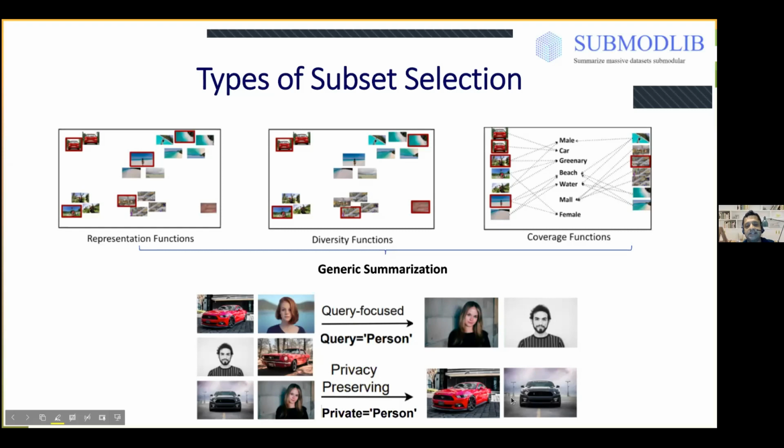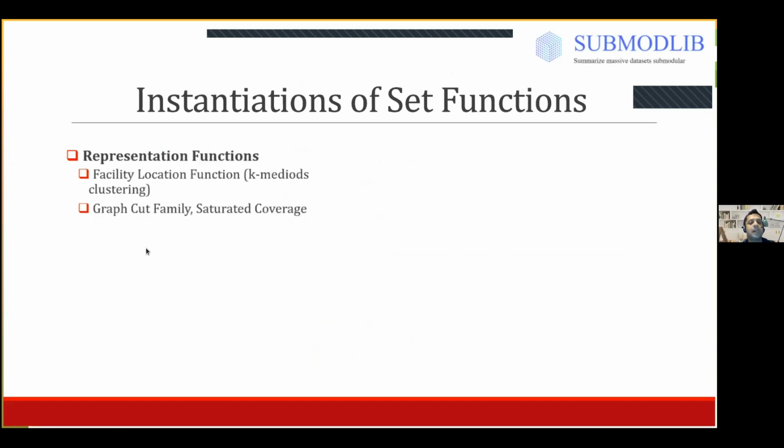On the other hand, in the second case, you'd like to hide the person information. We'll see how both query and privacy could be slapped on each of these classes of submodular functions. So let's look at the broad outline of instantiations of said functions.